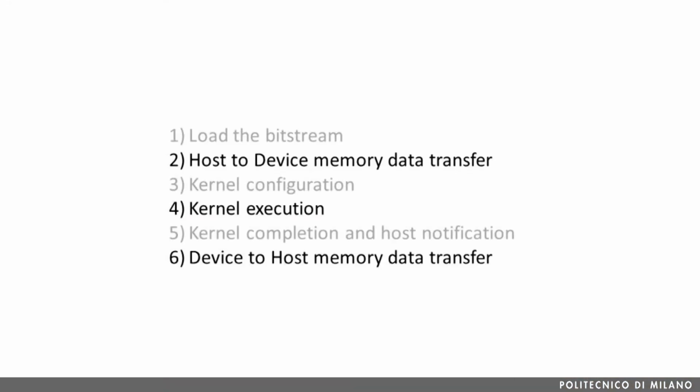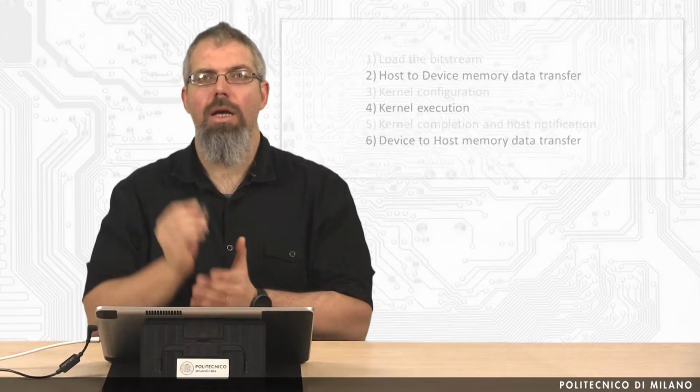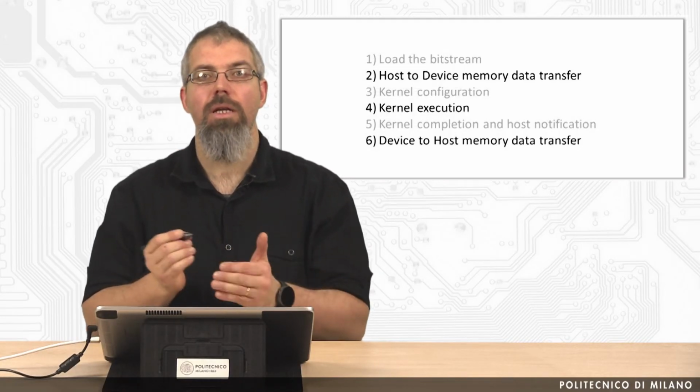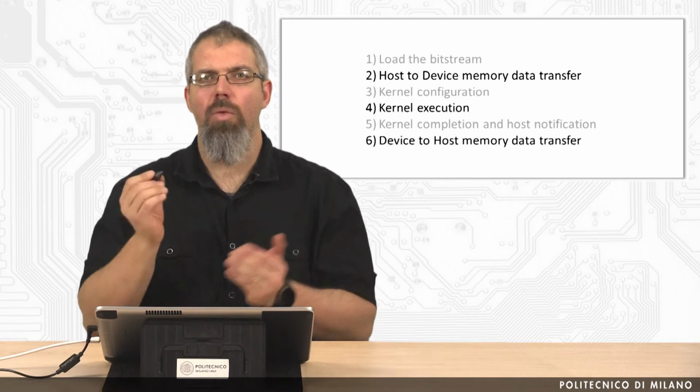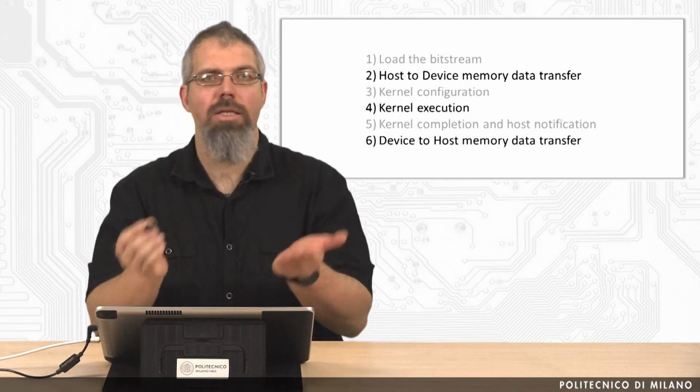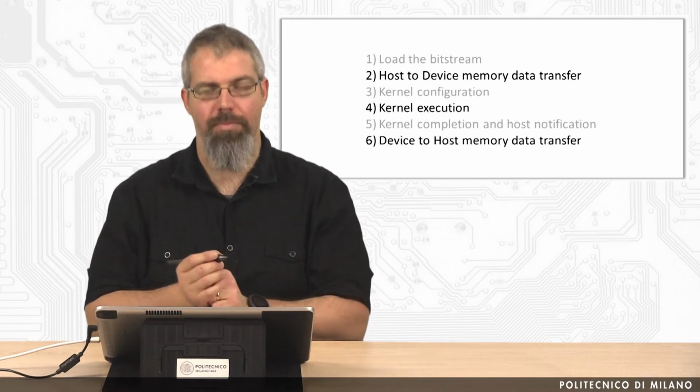Now, let's consider the 3 steps: 2. Host to device memory data transfer, 4. Kernel execution, and 6. Device to host memory data transfer. For every new data that we want to process, all the 3 steps must take place. This is especially true when we deal with very large datasets, where we need to process them in blocks in order to fit with the device memory.